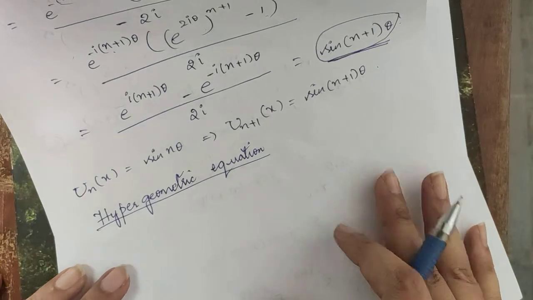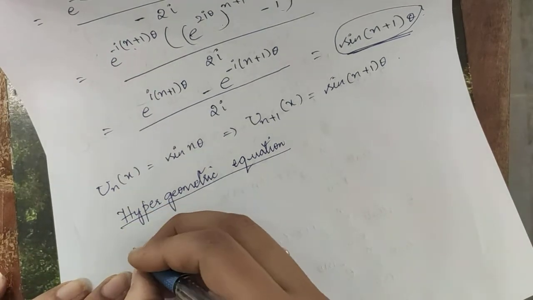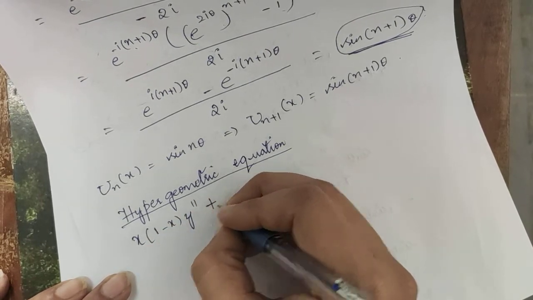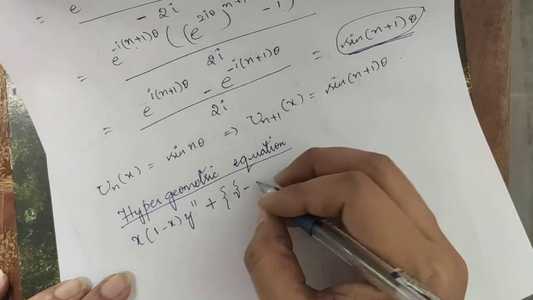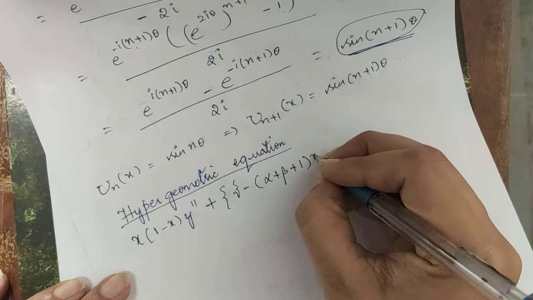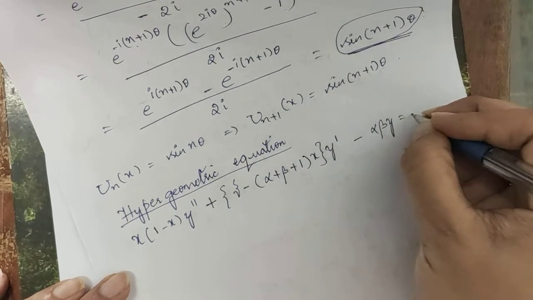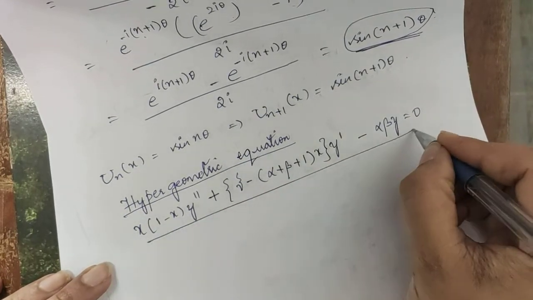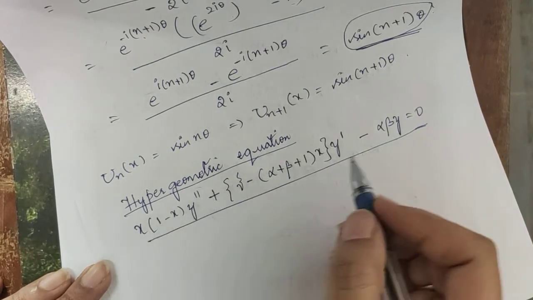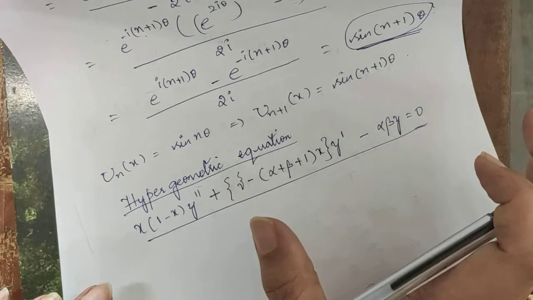So the equation, that is the second order differential equation, is given by x into 1 minus x y double dash plus gamma minus of alpha plus beta plus 1 into x into y dash minus alpha beta y is equal to 0. This is nothing but my hypergeometric differential equation, that is second order differential equation. First we have to find out the solution for this differential equation.